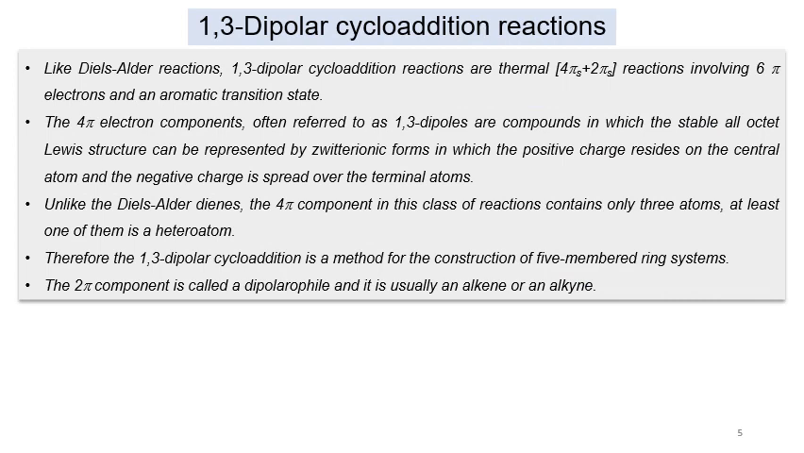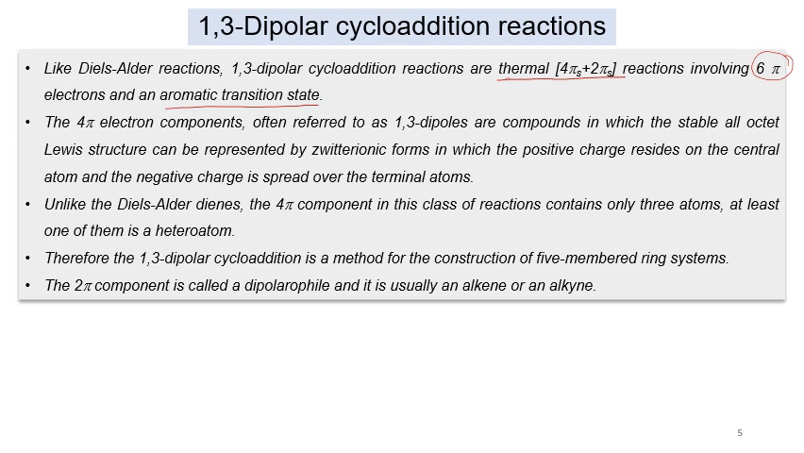Moving further, let's see what dipolar cycloaddition reactions are. Similar to our Diels-Alder reactions, dipolar cycloaddition reactions are thermal 4 plus 2, specifically the 4 pi supra plus 4 pi supra reactions involving 6 pi electrons and an aromatic transition state. And obviously this is thermally allowed.